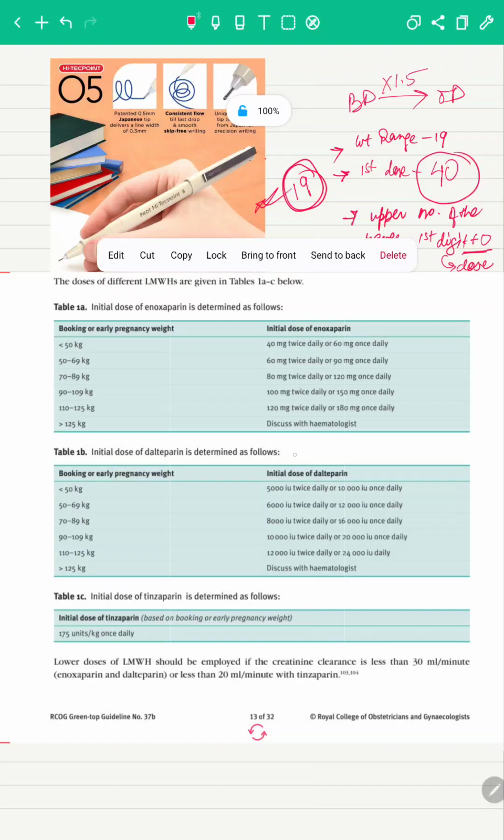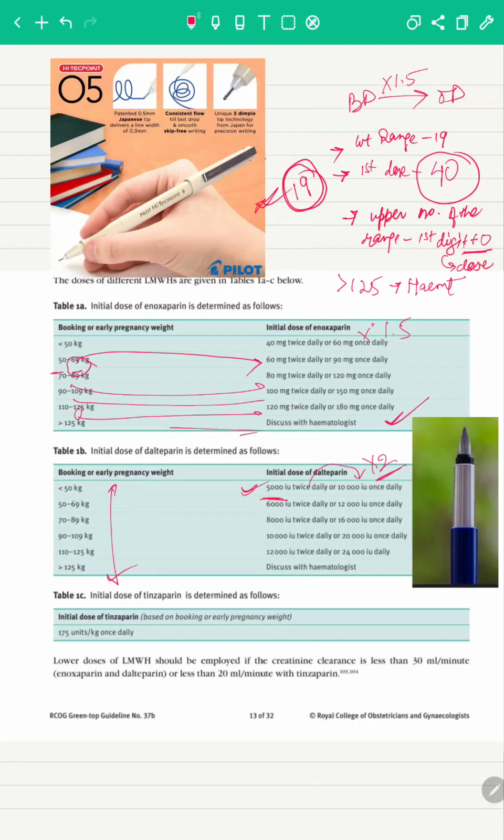This is something very easy to remember. So for Dalteparin you double to get the OD dose. For enoxaparin it was 1.5 times. This is the difference between Dalteparin and enoxaparin, OD and BD doses. So very easy. Now 5000. Then you have, as I said, the same rule applies here also.